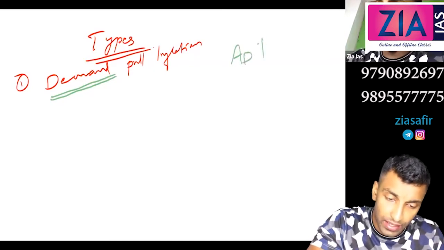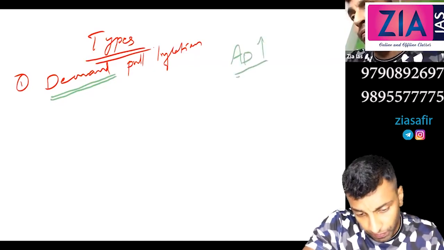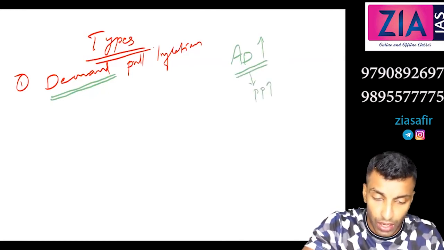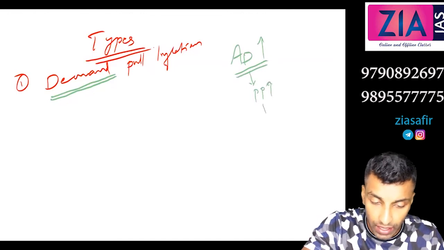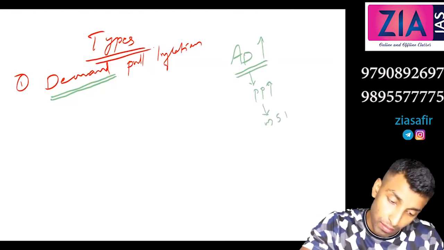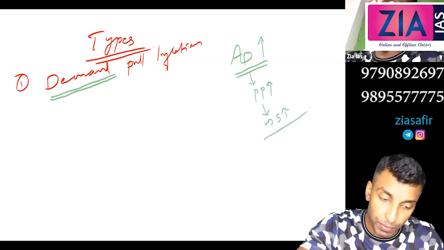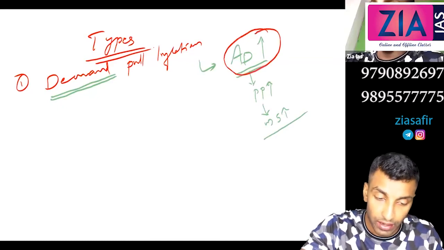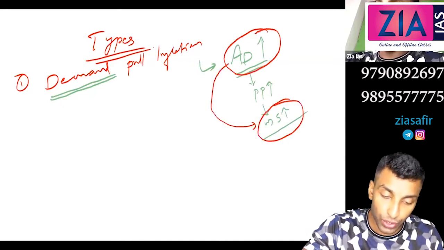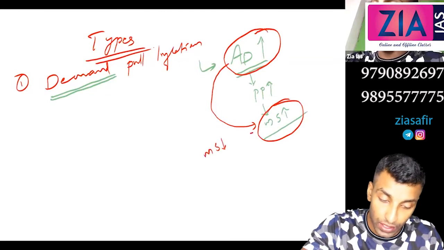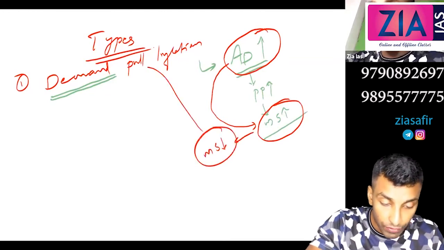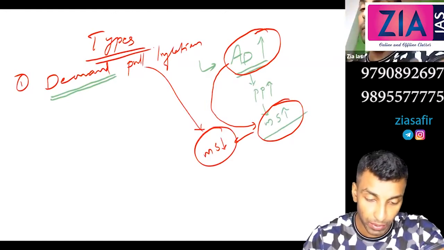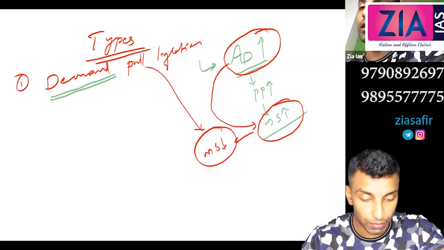Why is this aggregate demand increasing? What is the reason for this? Because purchasing power is high, so your demand will increase. Why is purchasing power high? Money supply is high. So to solve this problem, demand pull inflation, what do you need to do? You need to reduce demand. How can you reduce demand? The root cause is money supply, so you need to reduce money supply. This is the solution for this inflation. It is caused due to demand, and demand is because of money supply. So if you need to control this inflation, reduce money supply.